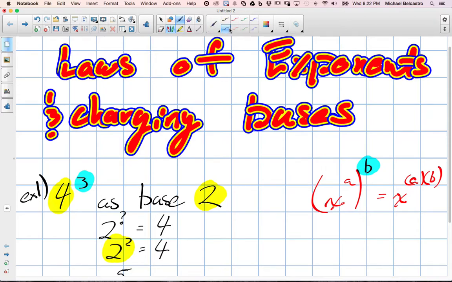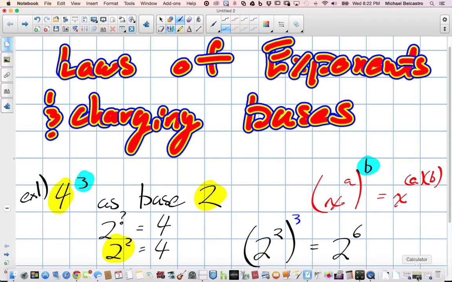So now when we rewrite it, we write 2 to the power of 2, and then to the power of 3. Okay? And then we simplify. We would just multiply those two exponents. And what is 2 times 3? 6. Yeah, so 2 to the power of 6.